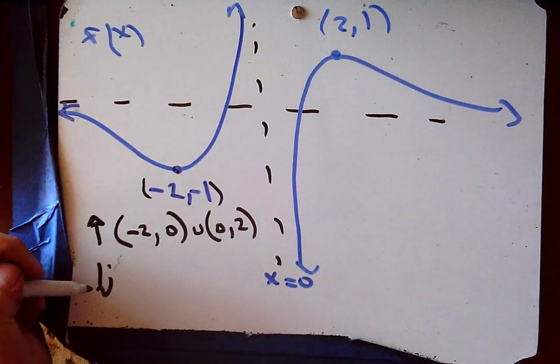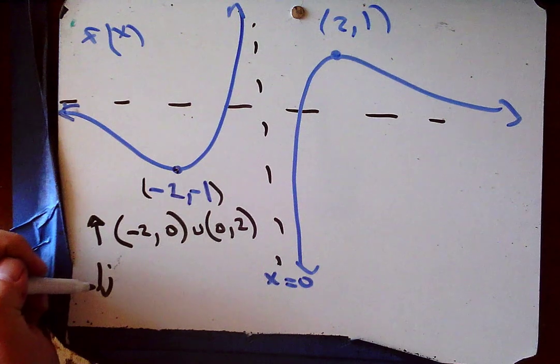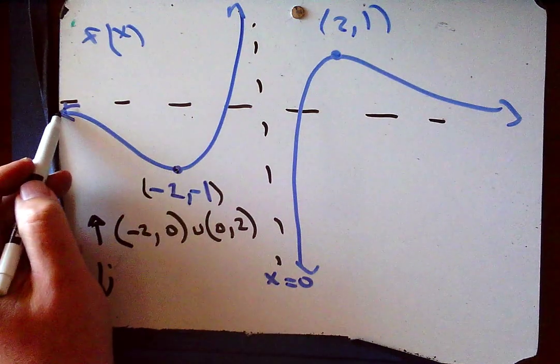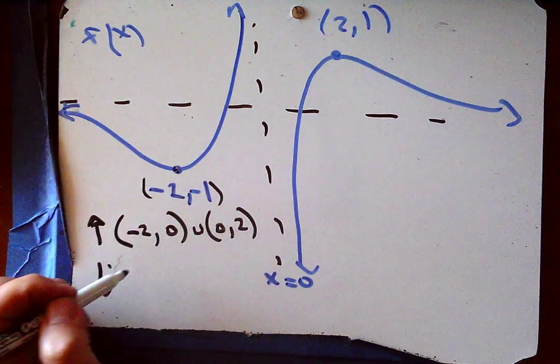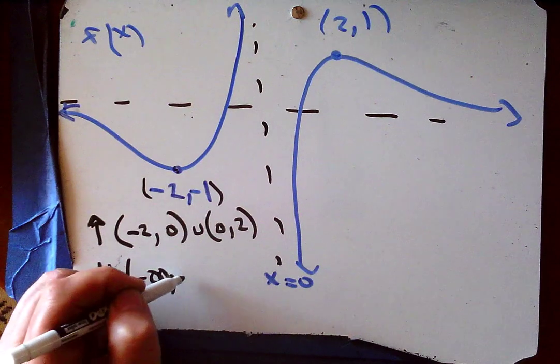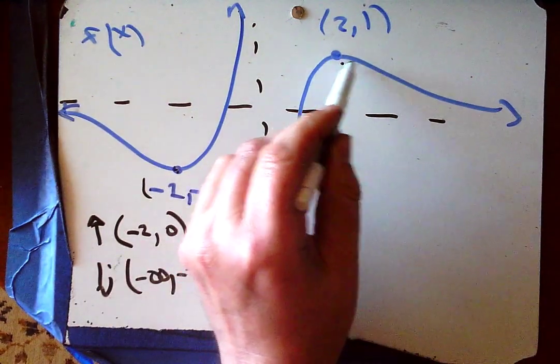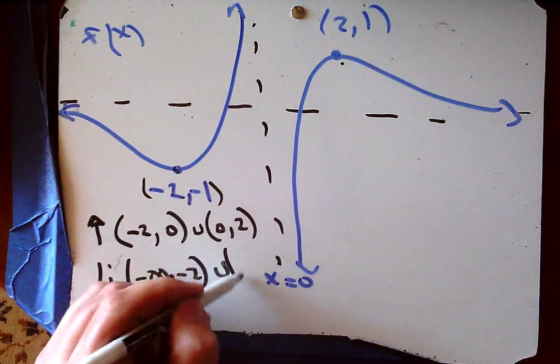What about decreasing? When is this function decreasing? This function is decreasing when we have negative slopes. So over here, negative infinity to -2, and over here, from 2 to infinity.